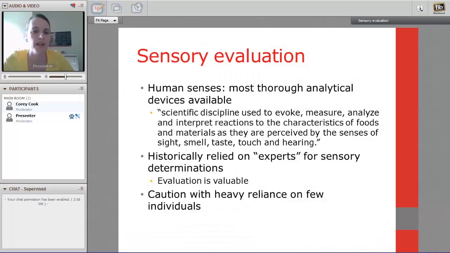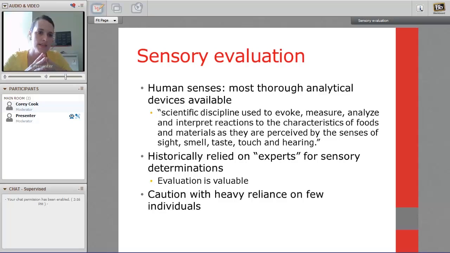So just starting off broadly about sensory evaluation, human senses are considered to be the most thorough analytical devices available. And sensory evaluation is defined as a scientific discipline, meaning that it's an organized way of studying things. It's not just a random approach, there is a very heavy and rigorous science applied to this, but it's used to evoke, measure, analyze, and interpret. Meaning that you bring in people, you evoke a reaction, so you give them a wine, you see what they think about it, you measure their response, and there's a number of ways you can do this. You then analyze those data using a lot of statistics, and then you interpret the reaction.